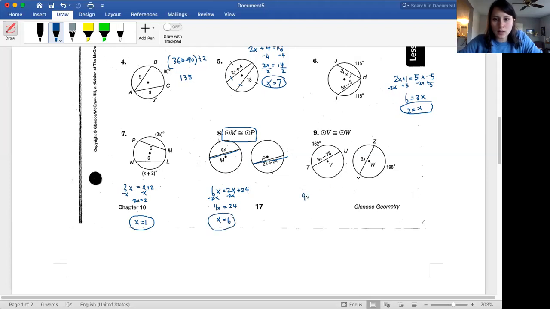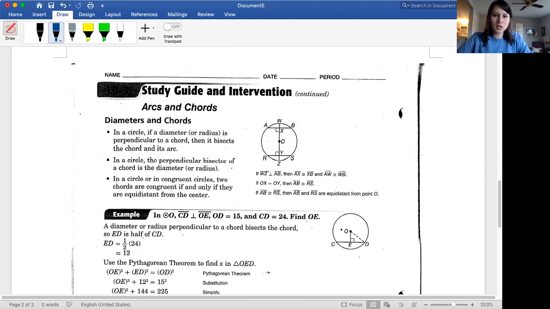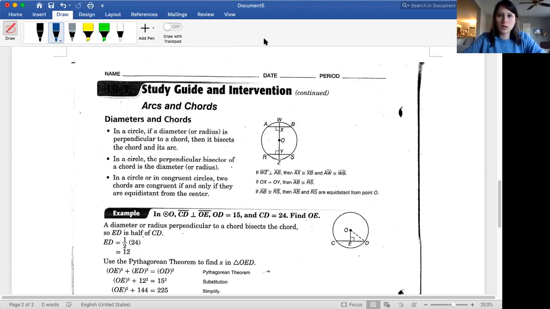Working this out, 9x minus 78 equals 3x. Subtract 9x on both sides. When I subtract, I get a negative 78 here and a negative 6x here. Divide by negative 6. And negative divided by negative becomes positive. X is 13. All right, let's continue with our notes.